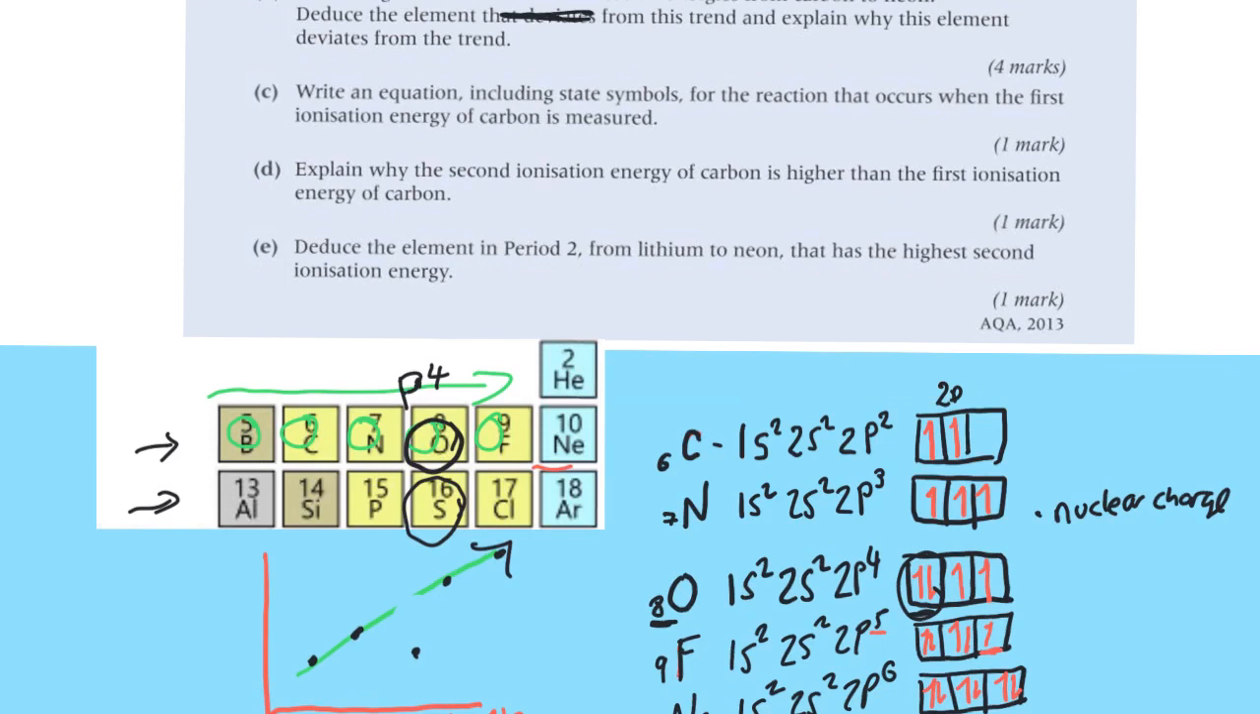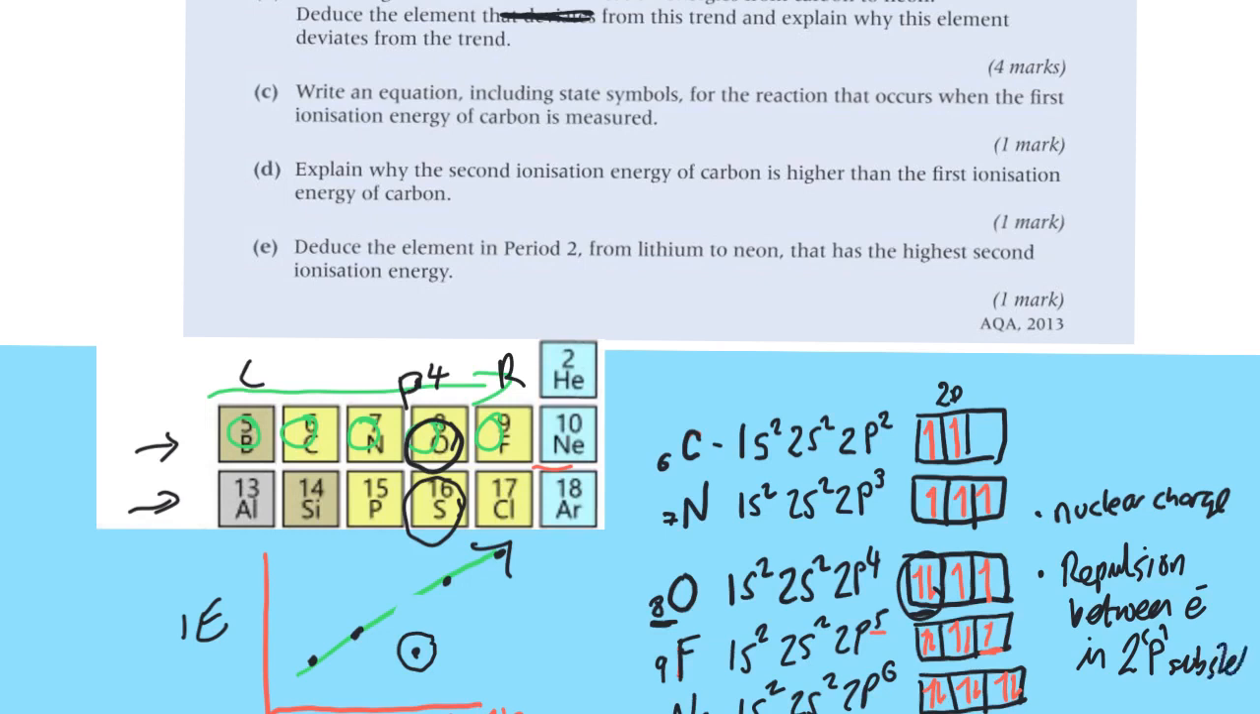To answer this question, therefore, you must say nuclear charge increases as the period is crossed from left to right, and therefore the ionisation energy increases. The element that deviates from the trend is oxygen, because the electrons are now starting to pair up in the 2p subshell, or there is repulsion between electrons in the 2p subshell. And remember to name the subshell. Don't use the word it.